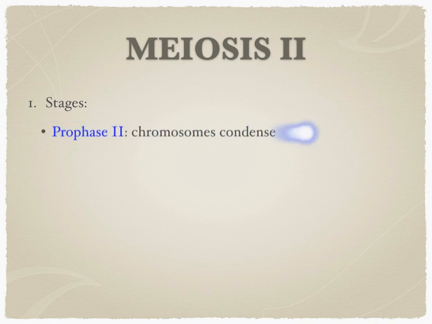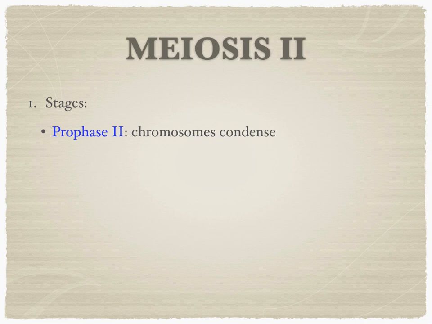That's the end of meiosis 1. Meiosis 2 will kick in, and the stages are going to be your basic PMAT: prophase, metaphase, anaphase, telophase. There is no interphase in between meiosis 1 and 2. Prophase 2, the chromosomes condense up again.